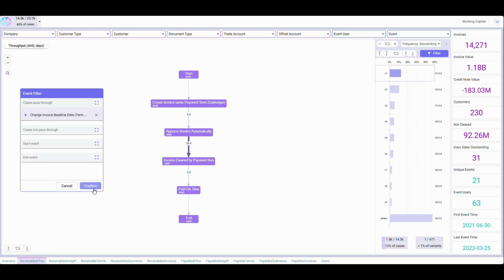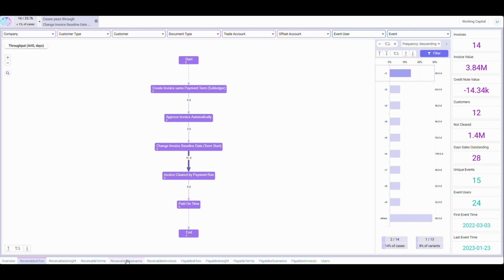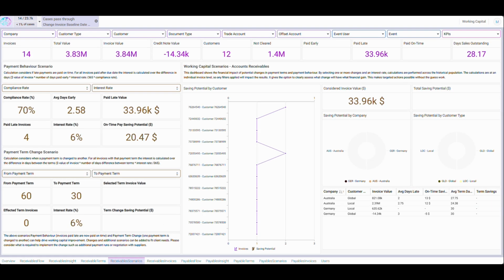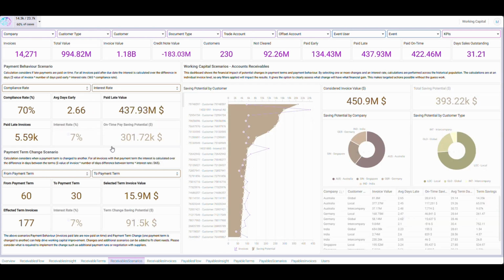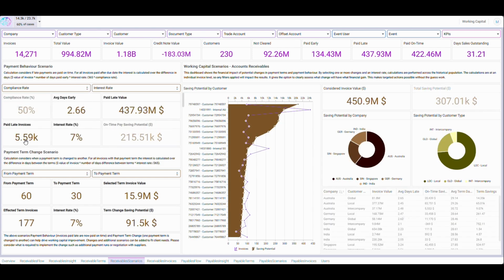Now, probably the most interesting is considering some scenarios for cost savings. The scenario dashboard gives the option to assess how a change would impact your bottom line. We set the interest rate to 7% and the compliance rate to 50%. In this scenario, we're saying that we get 50% of the customers who are now paying us more than 3 days after the due date to pay us on time. This is a direct savings purely from the interest of $215,000 for the period under analysis.